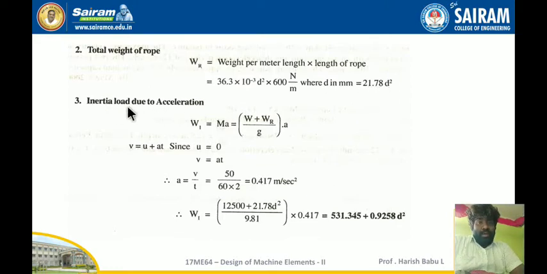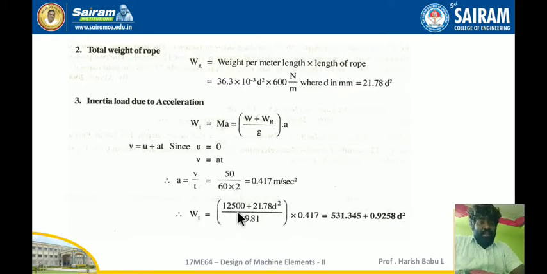So I want to get the inertial load. So WI, so WL is equal to m into a, that is (W plus WR) by g into a. So V is equal to U plus AT. Since U will be equal to 0, V is equal to A into T. So a is equal to V by T. Velocity is given as 50 meter per minute, so I want to convert into meter per second, that is 50 by 60, divided by 2. So I want to get 0.417 meter per second squared.